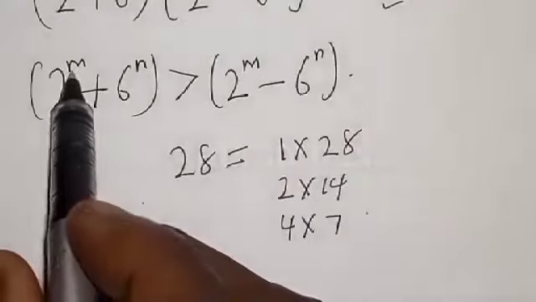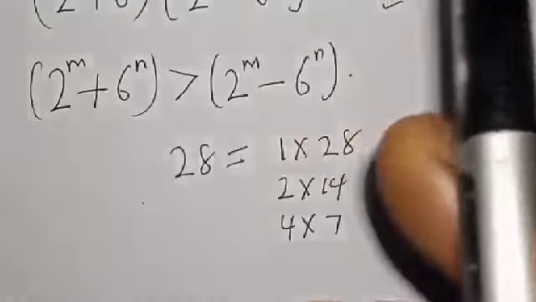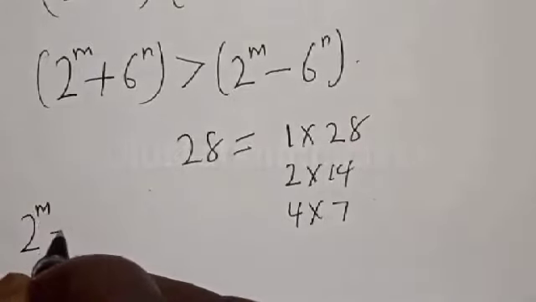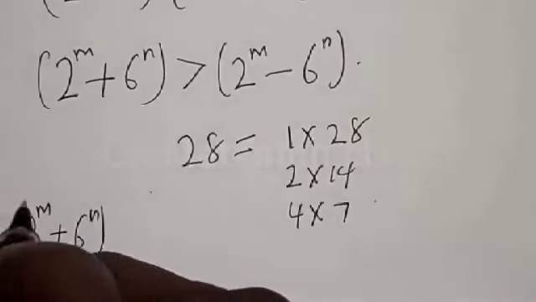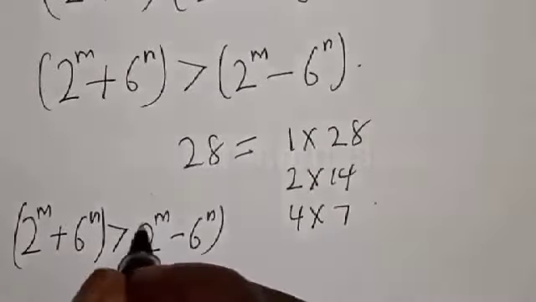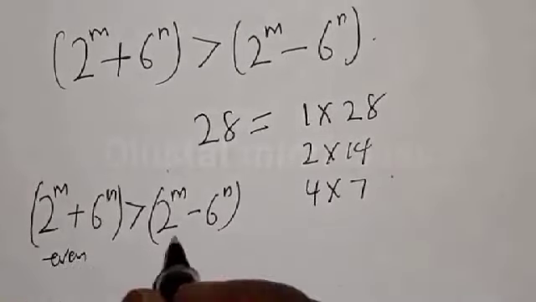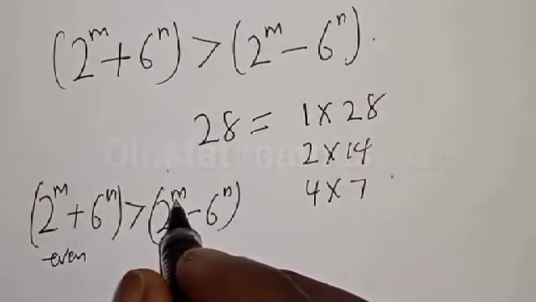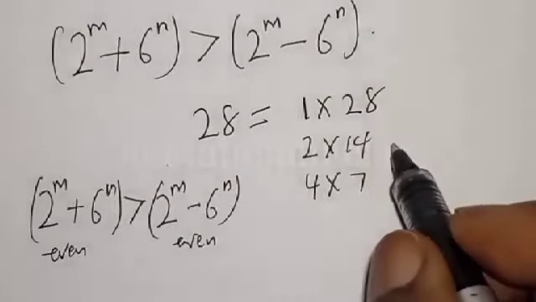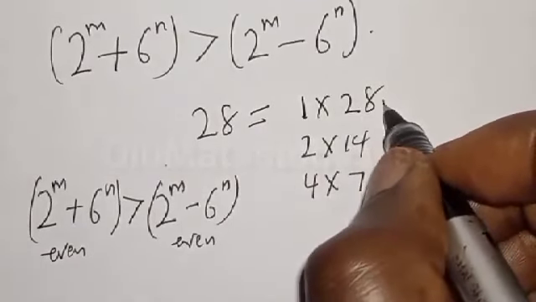It means that 2 raised to power any number plus 6 raised to power any number here is even, because we are looking for positive integer solutions. So 2 raised to power m plus 6 raised to power n is even, and 2 raised to power m minus 6 raised to power n is also even. Therefore, let's look at this place. 1 is odd and 28 is even. Then we reject this.